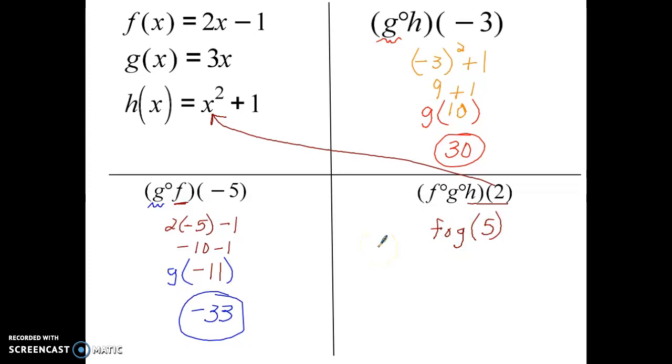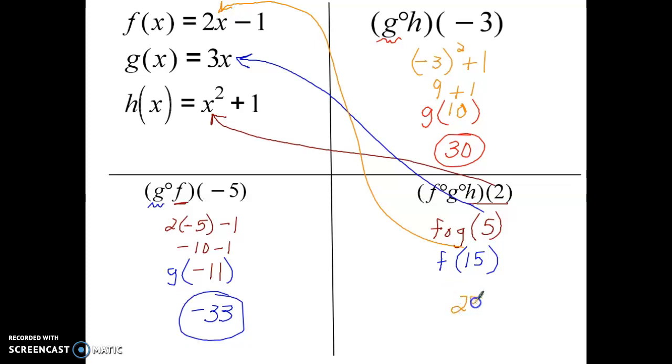Now my letter g is closest to the 5, so that's the next thing I'm going to do. I'm going to take my 5 and put it up into the g function. So instead of 3 times x, it's 3 times 5. And then I'm going to bring down my f. I haven't applied that yet. So last, I need to take my number 15 and replace it up here in the f function. If I do the order of operations, 2 times 15 is 30, minus 1, I would get a 29.